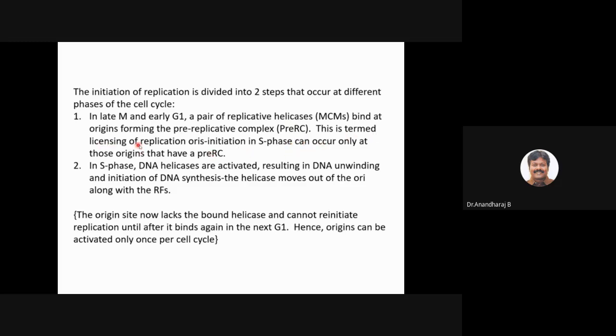This is termed licensing of replication. Origin initiation in S phase can occur only at those origins that have a pre-RC.